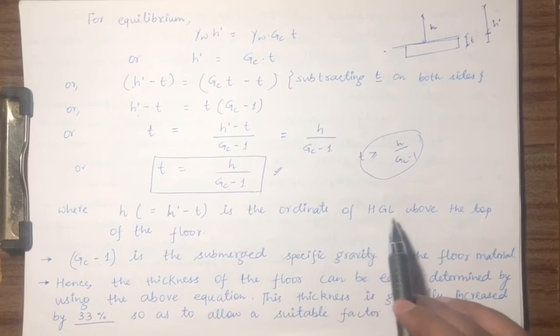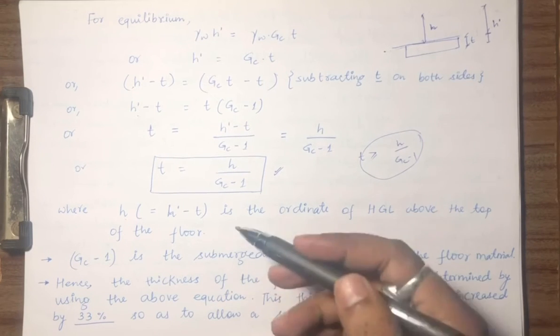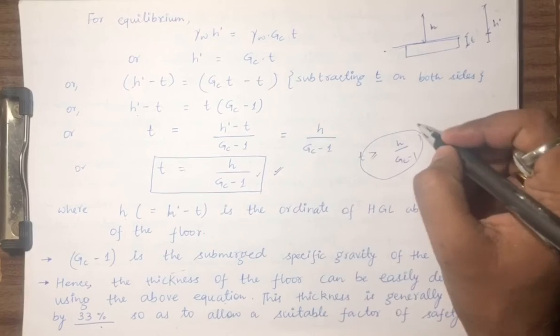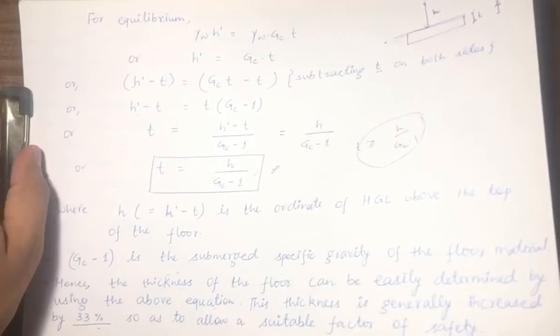So h is the ordinate of HGL above the top of the floor. Gc minus 1 is the submerged specific gravity of the floor. Saturated, submerged, dry, bulk, this you have seen in your first unit of soil mechanics. So from there you know G minus 1 was the submerged specific gravity of the material. Hence the thickness of the floor can be easily determined by using the above equation. This thickness is generally increased by 33% so as to allow a suitable factor of safety. So this was minimum, so 1.33 times of this, that is 30% more.